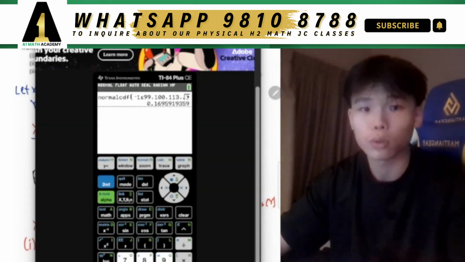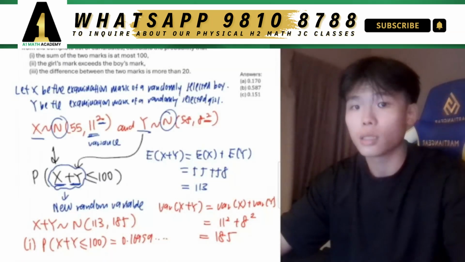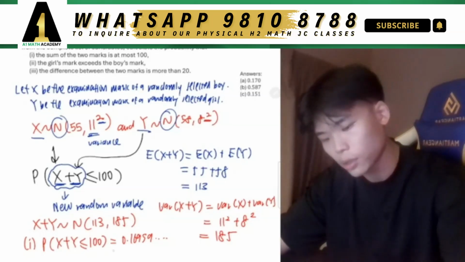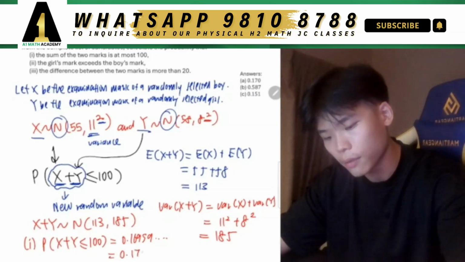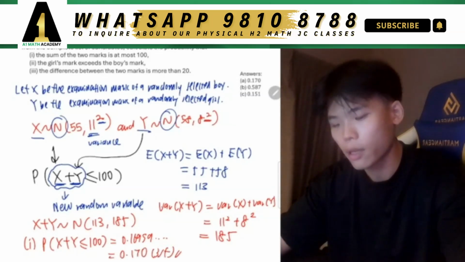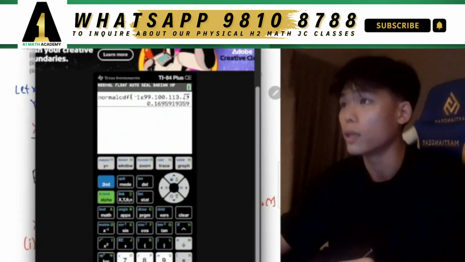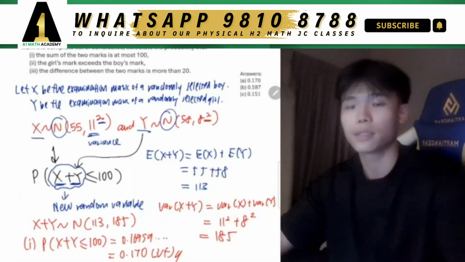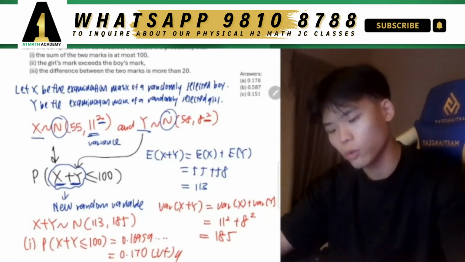I'm just going to return to here, and therefore from here I just 3SF it. 0.170 to 3SF, and that will be the final answer to that question over there. Okay, so that is the first answer to part I. Let's move on to part II over here.